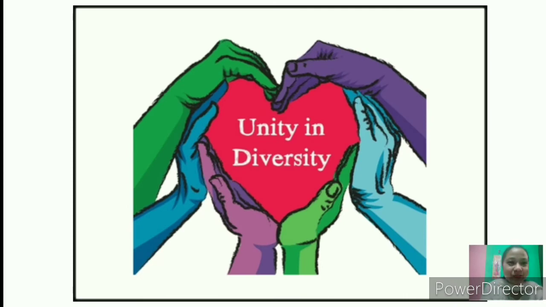Moving on to the main part of today's explanation, that is knowing about unity in diversity. India has 28 states and 8 union territories that we already came across. This makes it a vast country. Yes, it is a vast country. It is the 7th largest country.